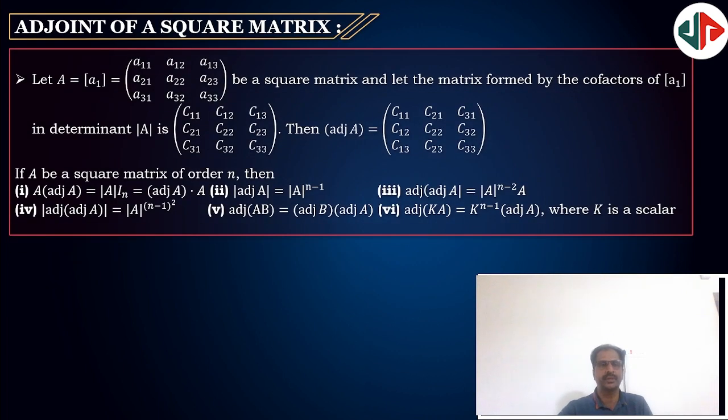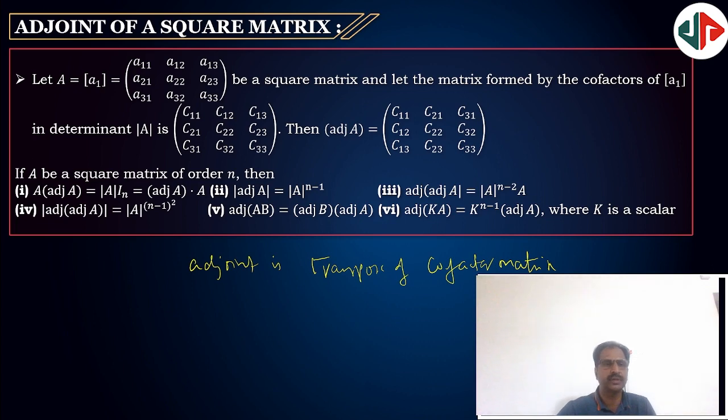Next, what is the adjoint of a matrix? The adjoint of a matrix is nothing but the transpose of the cofactor matrix. Then what is the cofactor matrix? We know what is meant by a cofactor. The cofactor matrix means the matrix obtained by replacing all the elements by their cofactors. Replace all the elements by their cofactors, then you get a matrix known as the cofactor matrix. The transpose of that gives the adjoint. That is what is meant by the adjoint of a matrix.